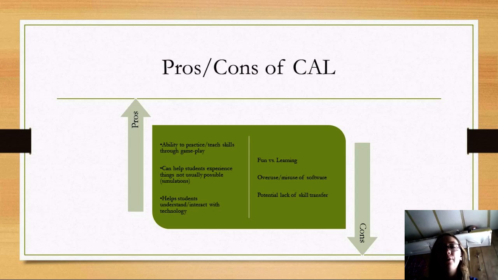You could also use simulations to teach concepts about things that are not necessarily easy to visualize without expensive equipment, like protons and electrons. You could do a simulation on that so that students can see what's going on without needing expensive laboratory equipment.